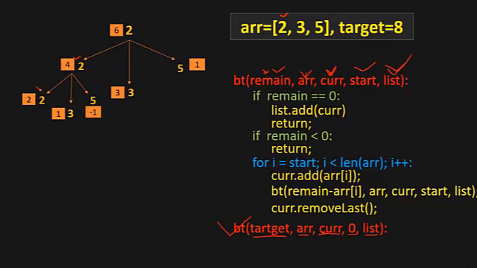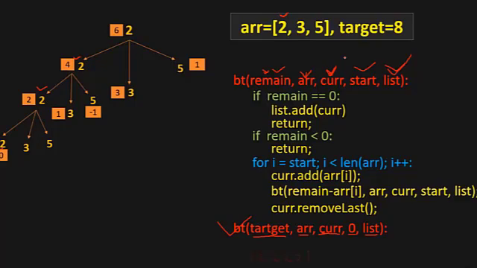Now for 2 we have again 3 choices. We can have 2, we can have 3, or we can have 5. Okay, so let's calculate the remain for 2. So 2 minus 2 is 0. We get remain equals to 0 by subtracting the current element. So we found a path, a combination, that adds up to 8.